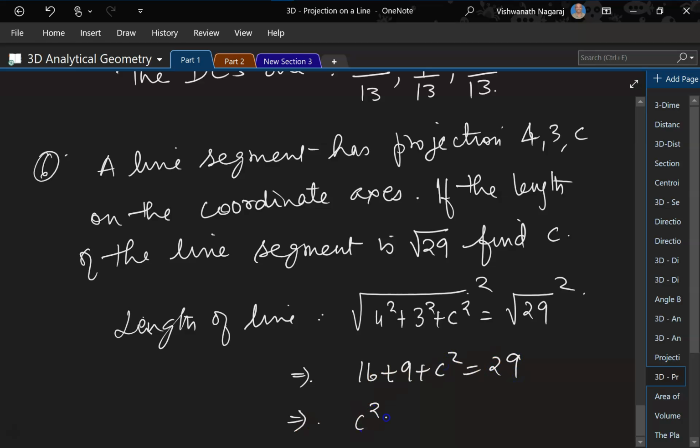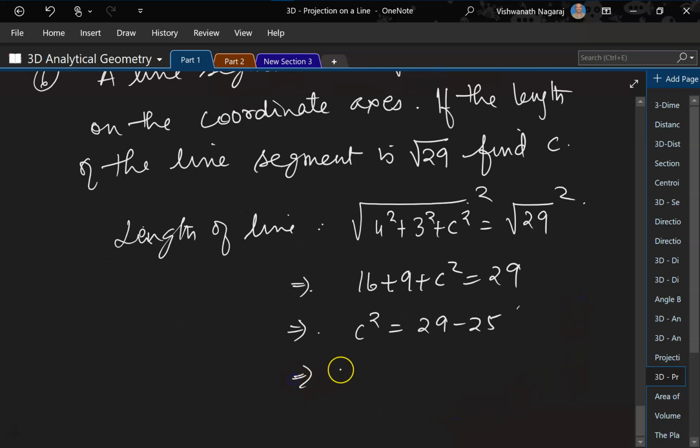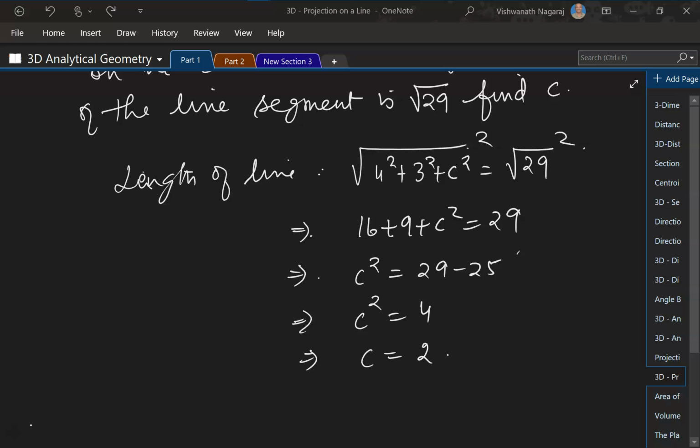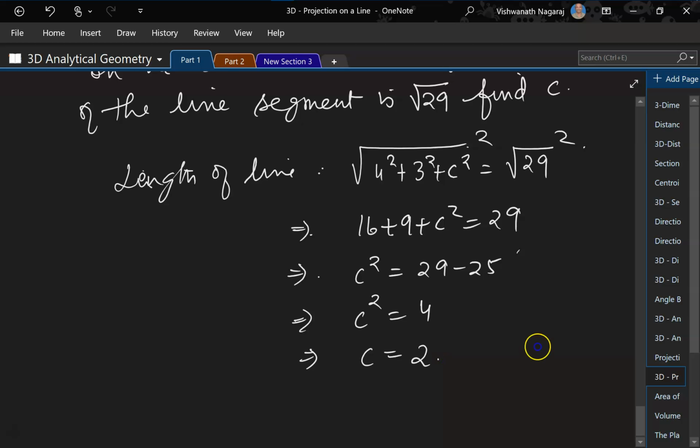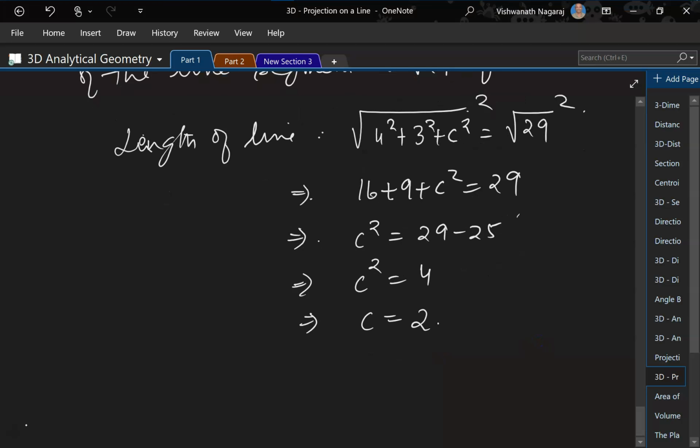This is 25. So c square is equal to 29 minus 25, which implies c square is equal to 4, and c is, ideally, written as plus or minus 2. But since we are talking of lengths, writing minus doesn't matter, so we basically ignore the minus sign. So c is equal to 2. So that is the projection of a line on another line.